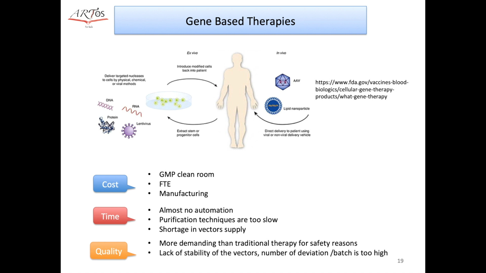For both systems, the cost, the time, and the quality are challenges. The cost is high because of the necessity to work in a GMP clean room. The number of full-time employees is high, and the manufacturing is not yet at an industrial level. It is time-consuming because there is almost no automation, the purification techniques are too slow, and there is a shortage in vector supply. The quality is more demanding than in traditional therapy for safety reasons, and there is a lack of stability of the vector. The number of deviations per batch is too high.